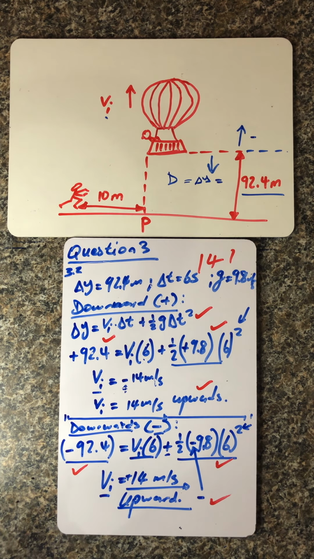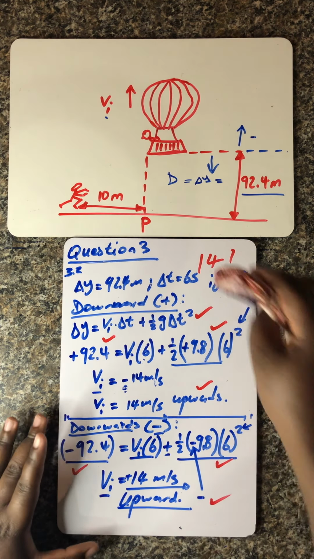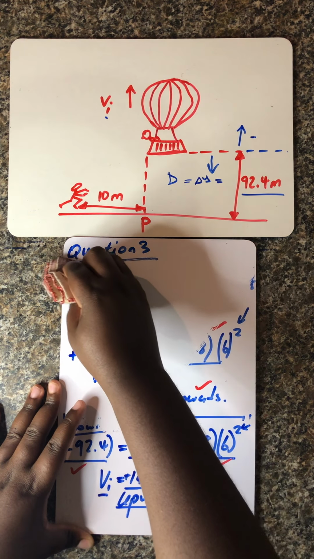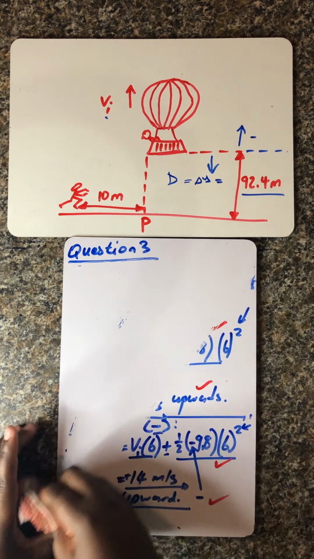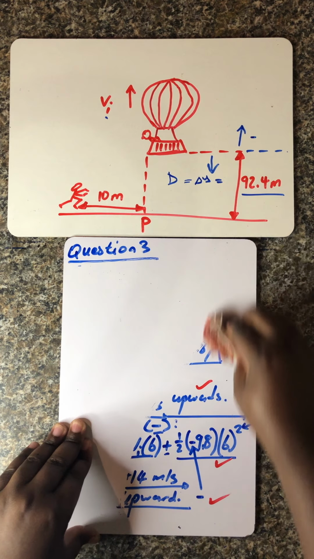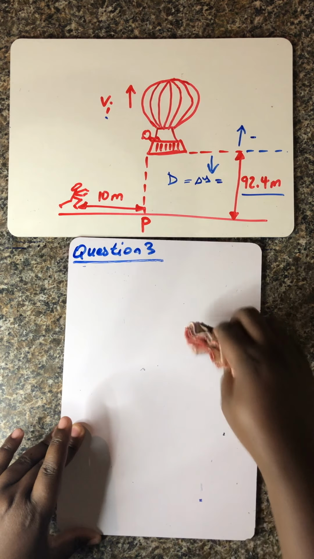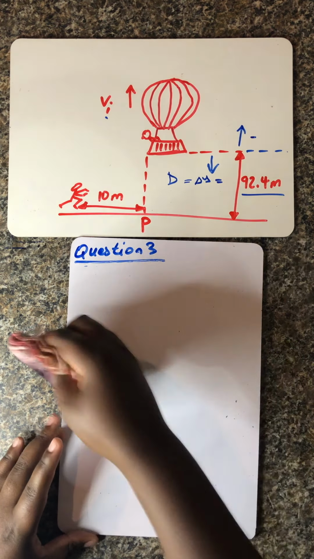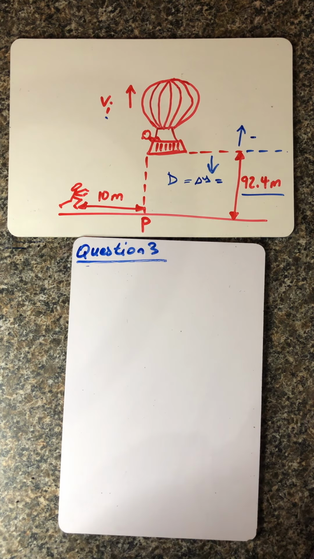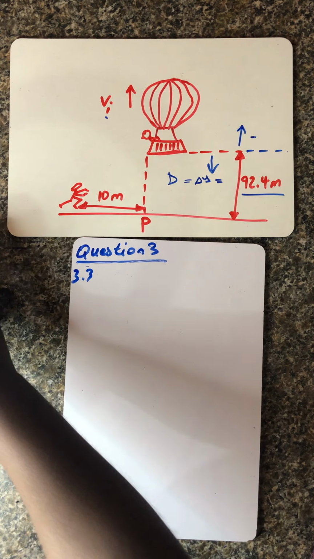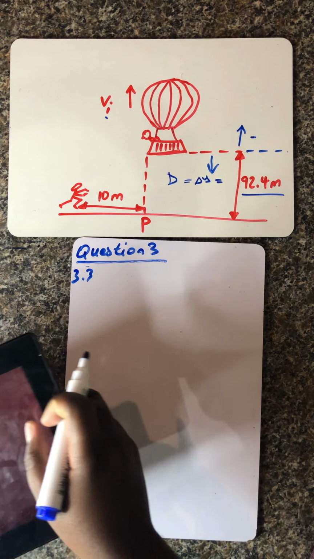So ladies and gentlemen, can I just remove all of this so that we move to the next question? Remember, I'm going to make this lesson available online as soon as we are done. So you can just replay it over and over again until you fully understand, ladies and gentlemen. So now let's move to, should be a question 3.3.